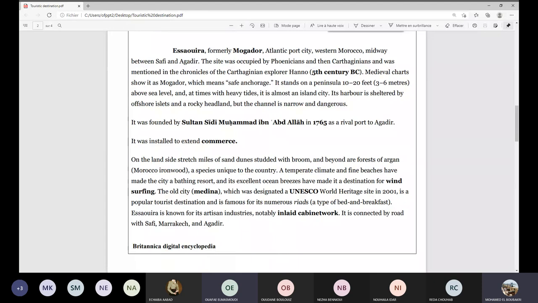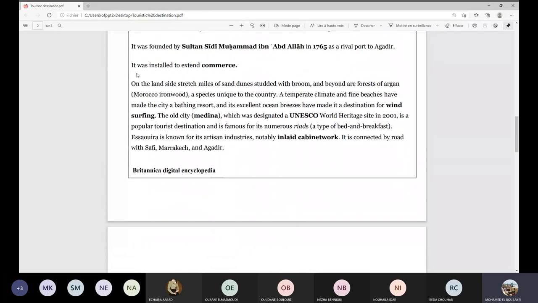And particularly, there is a keyword here which is important. It is a peninsula. Okay, peninsula means that it is partially found on the sea. So it is a kind of peninsula. Okay, nice job. What about the second paragraph?